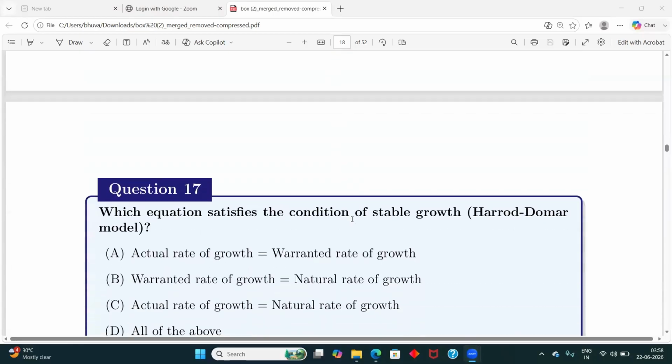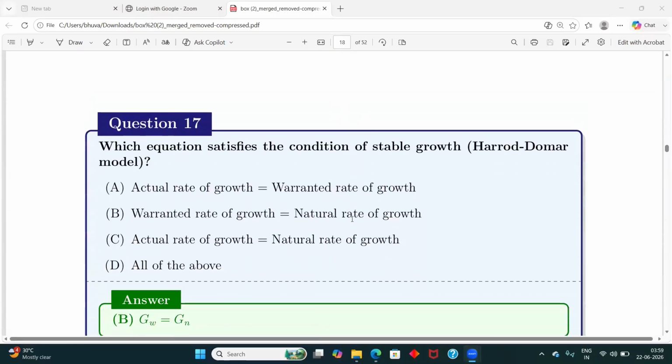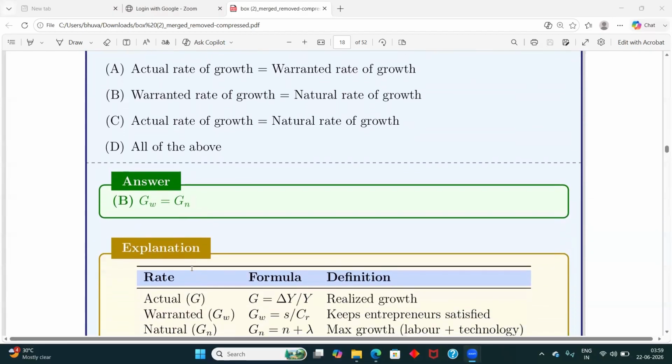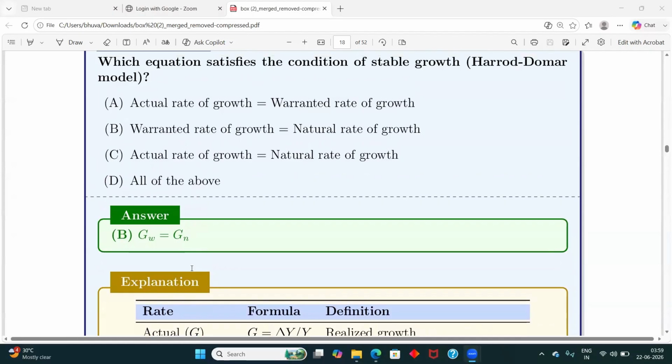Question number 17. Which equation satisfies the condition of stable growth in the Harrod-Domar model? Option A, actual rate of growth is equal to warranted rate of growth. Option B, warranted rate of growth equal to natural rate of growth. Option C, actual rate of growth equal to natural rate of growth. And option D, all of the above. So the correct answer is B, warranted rate of growth equal to natural rate of growth.